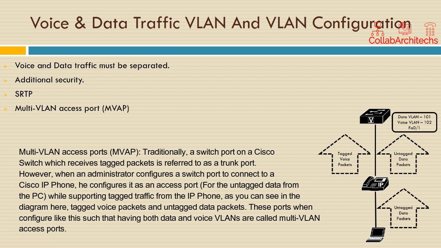However, when an administrator configures a switch port to connect to Cisco IP phones, he configures it as an access port for untagged data from the PC, as you can see in the diagram. These ports, when configured like this, having both data and voice VLAN, are called multi-VLAN access ports.